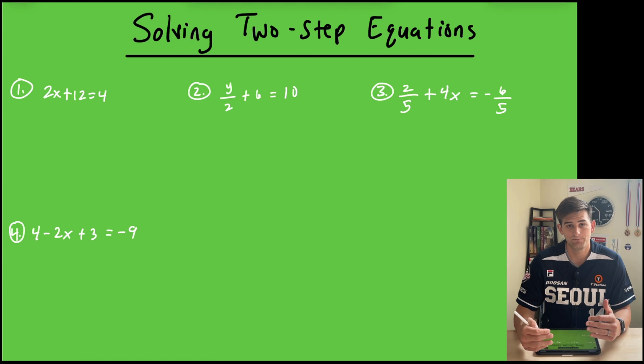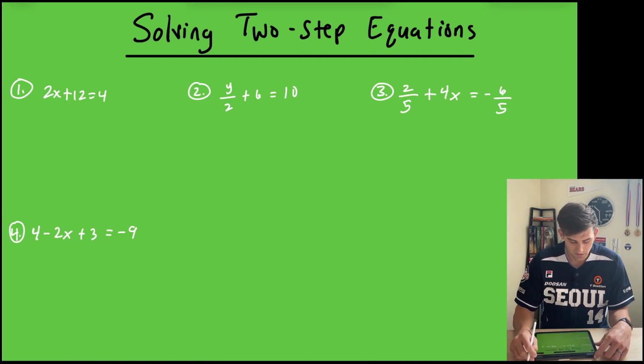So a two-step equation, we're obviously going to have multiple steps that we need to do. But we always want to undo our addition or subtraction first. Then we will undo our multiplication or division. What we mean by undo is we're going to do the inverse operation, okay? So let's go ahead and jump right in. We're going to do 4 examples in varying difficulty.